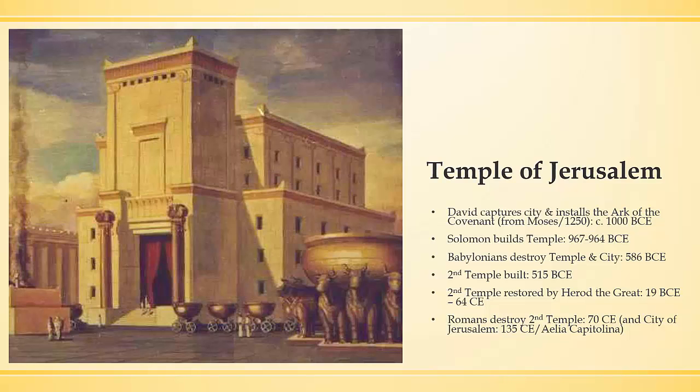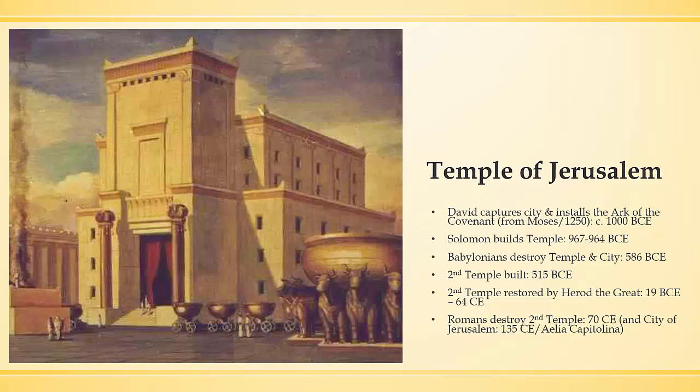The temple was destroyed, the city was destroyed, the king was also destroyed, and so the monarchy and the independent nation came to an end. Later on, after the Babylonians were conquered by the Persians, the Persian emperor sent several thousand Jewish exiles back to rebuild the city of Jerusalem and to rebuild the temple. The second temple was completed about the year 515 BC.